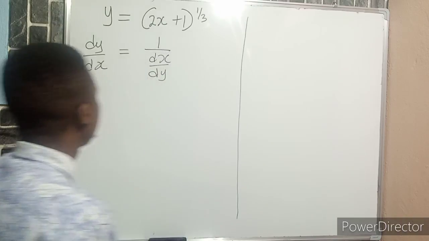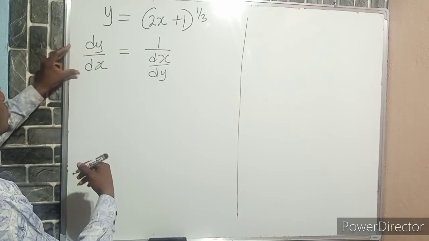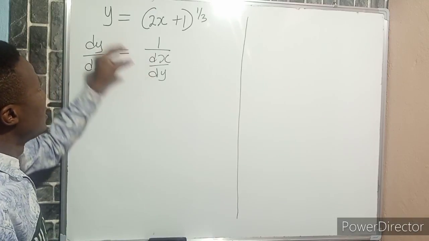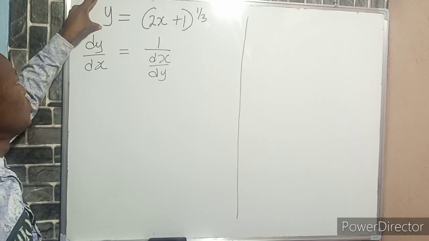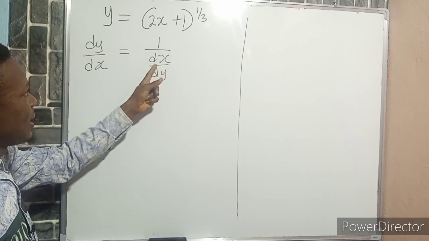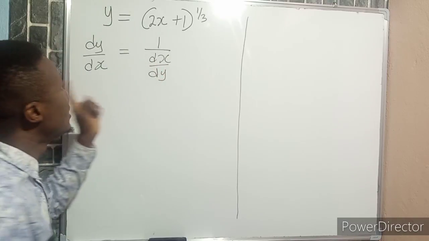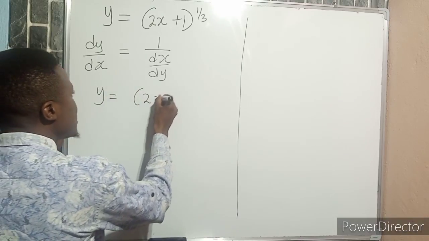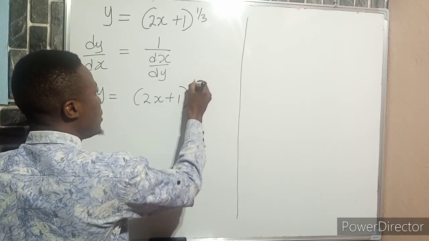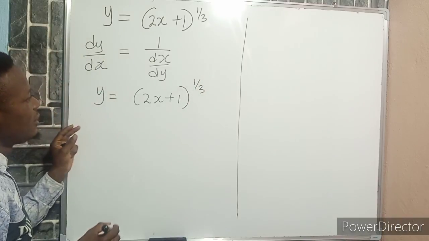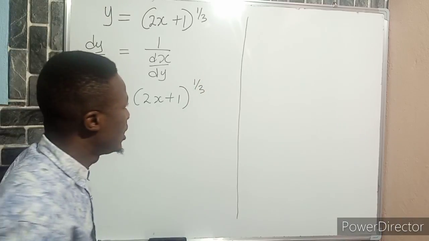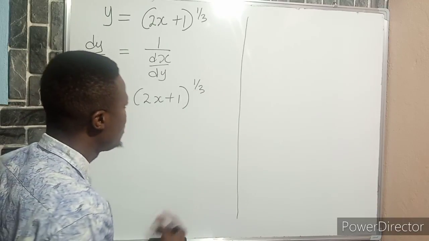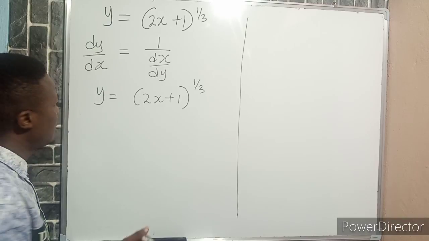Okay, so now before you do that, you've known that dy over dx is equal to 1 over dx over dy. Therefore, what you have to do here is to make x the subject so that you can take dx over dy. For instance, we are given y is equal to (2x plus 1) raised to the power of 1 over 3. If I want to make x the subject of the formula, I've got to first of all clear this power here by cubing both sides, raising both sides to the power of 3.